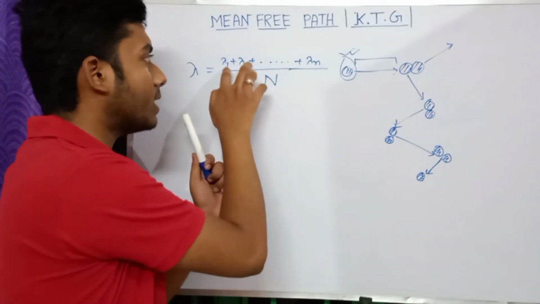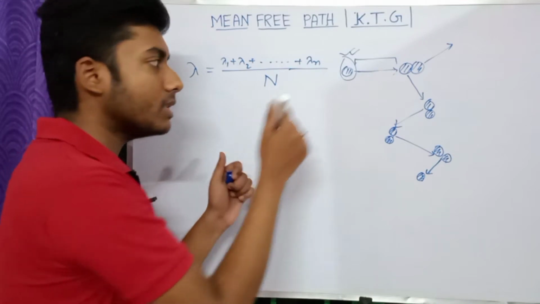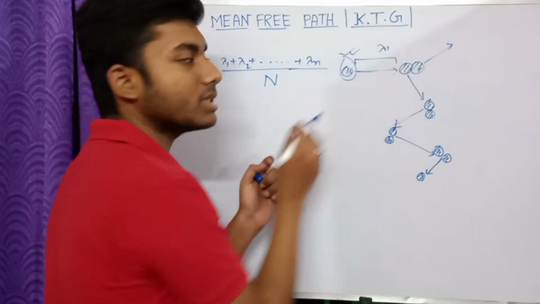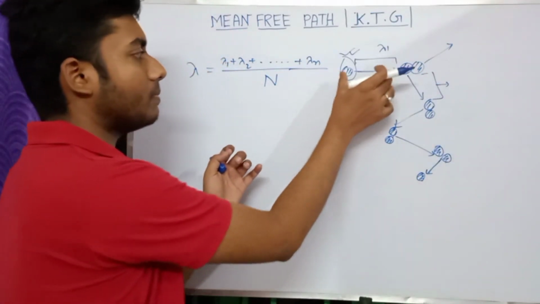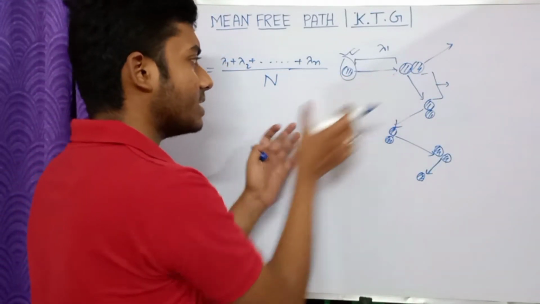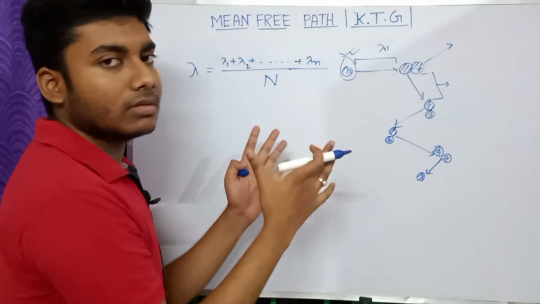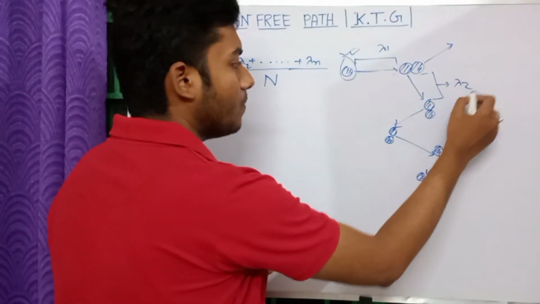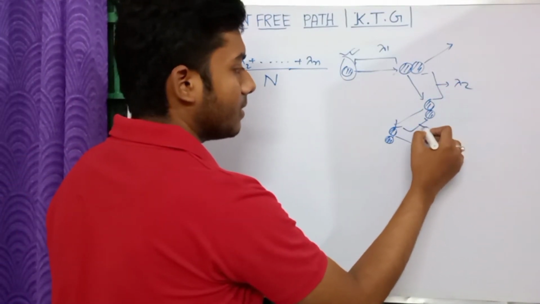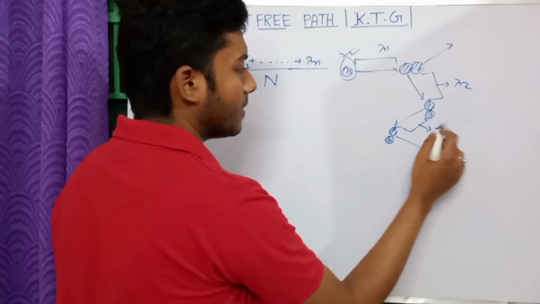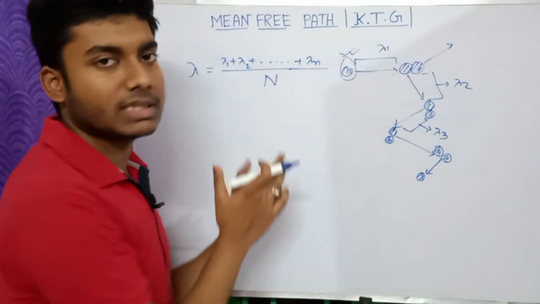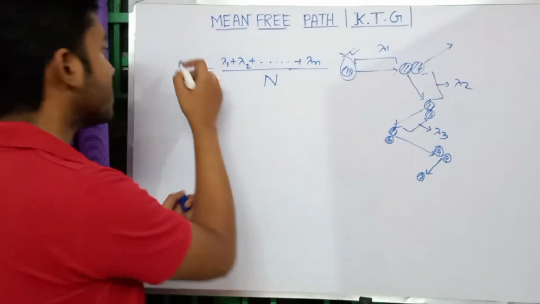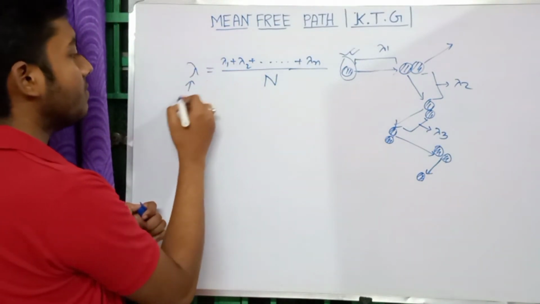And what are these lengths? This is lambda 1, suppose, this is lambda 2, the consecutive distances between the collisions. This is lambda 3, and in this way there are n number of collisions and n number of free paths. This is our mean free path.